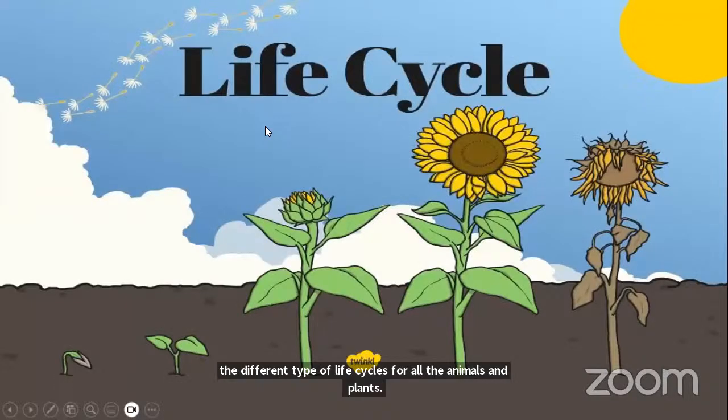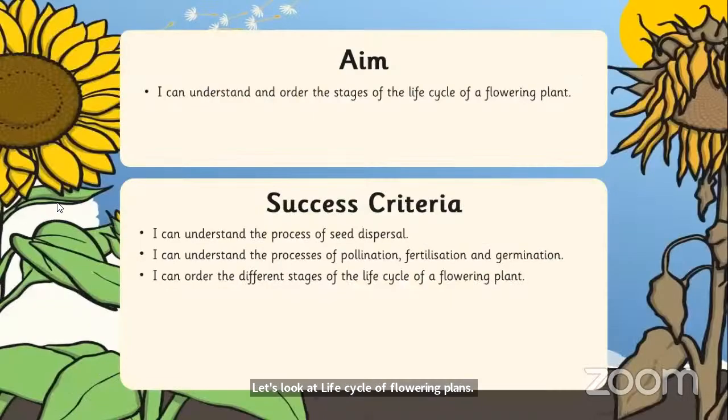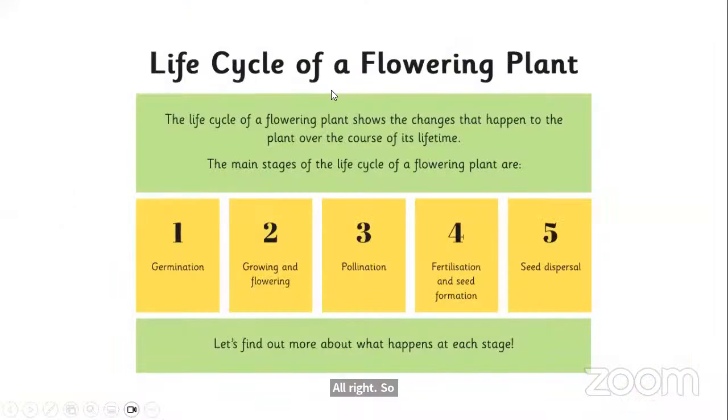Now, after talking about animals, let's look at the life cycle of flowering plants. All right. So the life cycle of flowering plants shows the changes that happen to the plant over the course of its lifetime. The main stages of the life cycle of flowering plants are as follows: germination, growing, pollination, fertilization, and seed dispersal. Let's find out more.